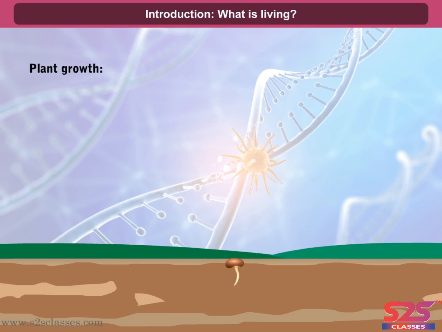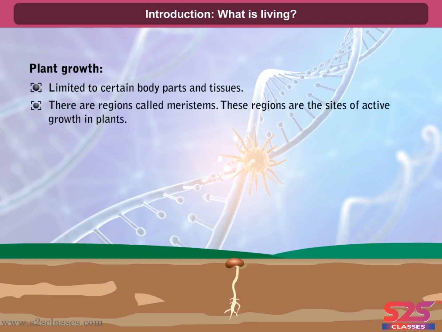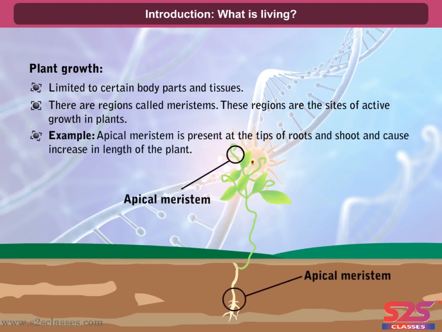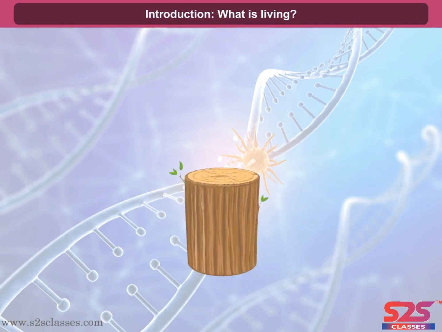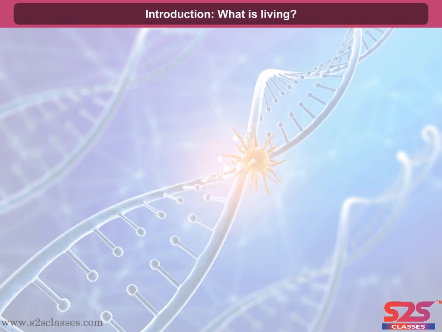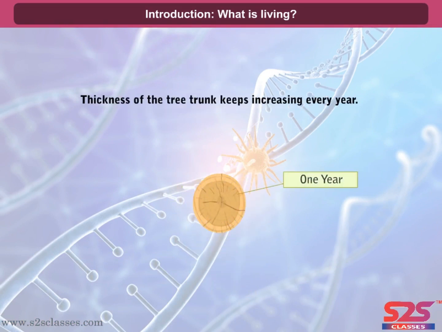Plant growth. Limited to certain body parts and tissues. There are regions called meristems. These regions are the sites of active growth in plants. Example: apical meristem is present at the tips of roots and shoots and causes increase in the length of the plant. Now, in case of trees, the thickness of the tree trunk keeps increasing every year.